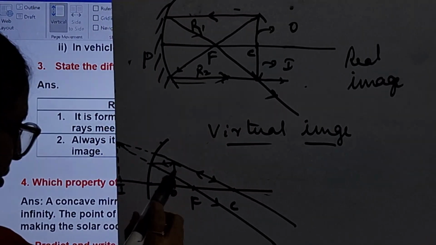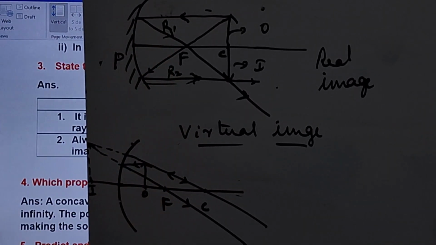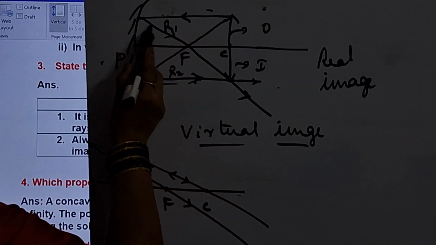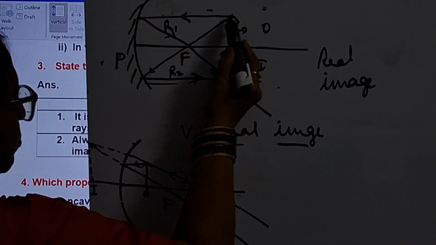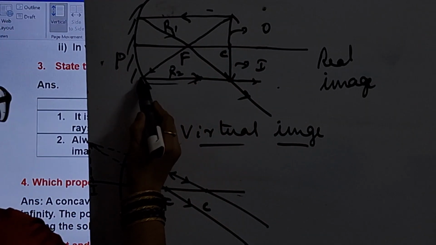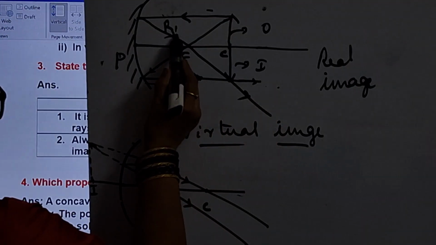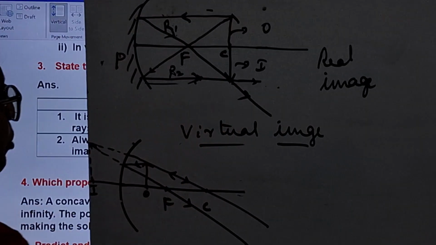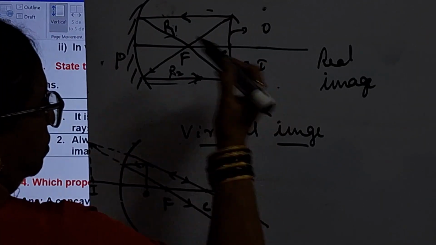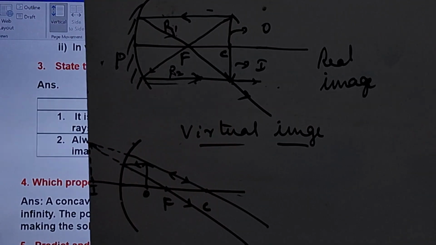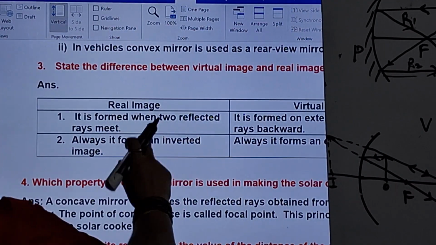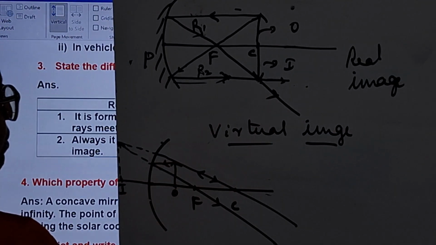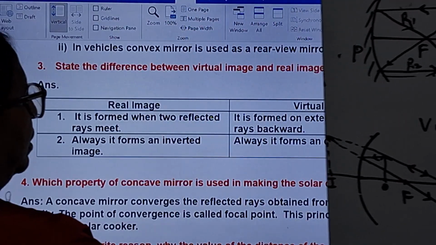See here, this is a concave mirror. Object is here. This is the incident ray and this is a reflected ray. And one more ray is passing through the focal point, and it is getting reflected like this. So this is one reflected ray, this is another reflected ray. These two rays are meeting at a point. If you draw a perpendicular, this is the image, this is the object. So how is this image formed? Real image is formed when two reflected rays meet. See, these two rays are meeting at a point. So this is a real image.